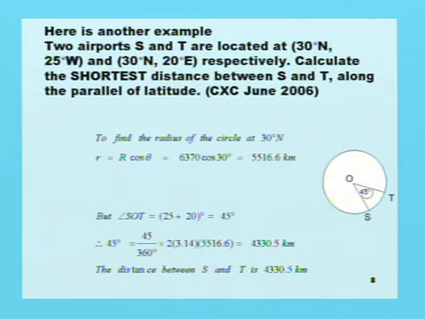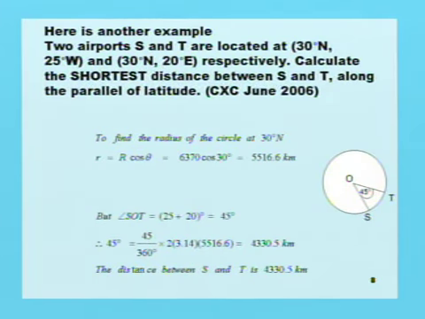Here is another example. Two airports, S and T, are located at 30 degrees north, 25 degrees west, and 30 degrees north and 20 degrees east, respectively. Calculate the shortest distance between S and T along the parallel of latitude. Question taken from CXC June 2006.